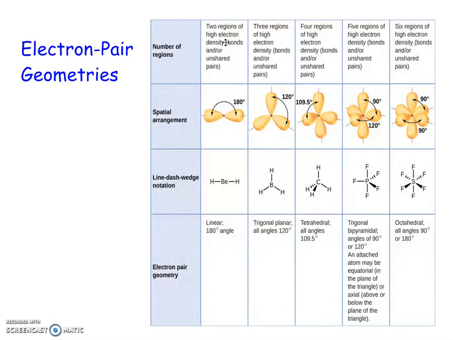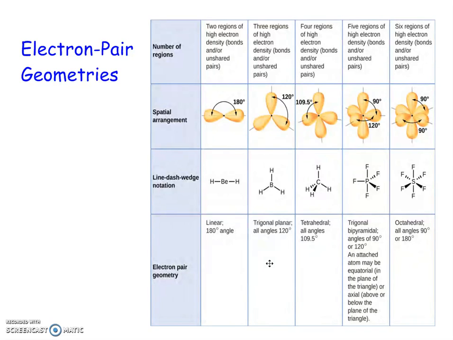If I have two regions of electron density, the way they get farthest apart would be a straight line. So that would be a linear electron pair geometry. If I have three regions, the farthest apart they can get is within one single plane as trigonal planar. And all of those angles would be 120 degrees. 360 divided by 3 would be 120 degrees.